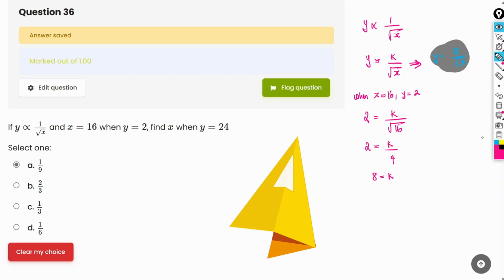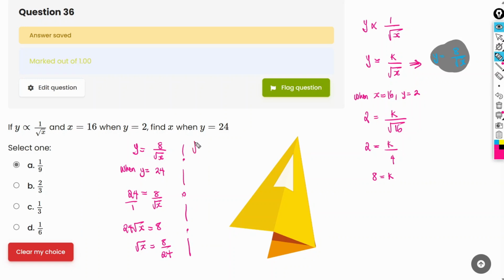And then from this, we can go back to solving. We have y is equal to 8 over root x, and we're asked to find x when y is 24. So let's substitute. That would mean 24 is equal to 8 over root x. We can cross multiply this, and I would have 24 root x is equal to 8. That means root x is 8 over 24.